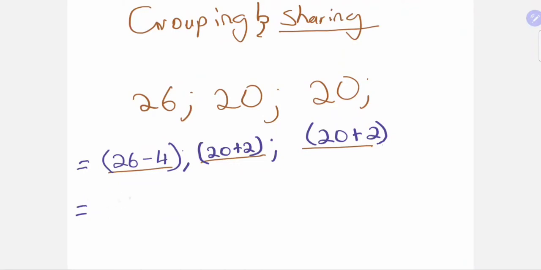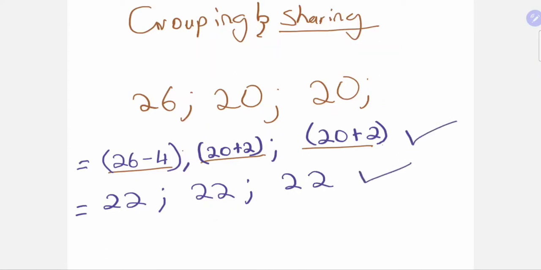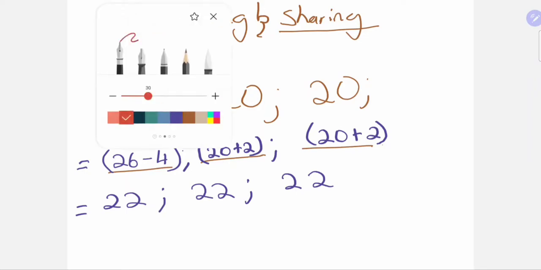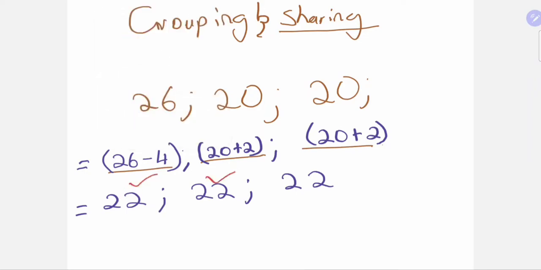So the final step would then be writing down the answers. 26 minus 4 should give you 22. 20 plus 2 should give you 22. 20 plus 2 should again give you 22. And just like that, you have successfully shared the numbers across 3 groups.